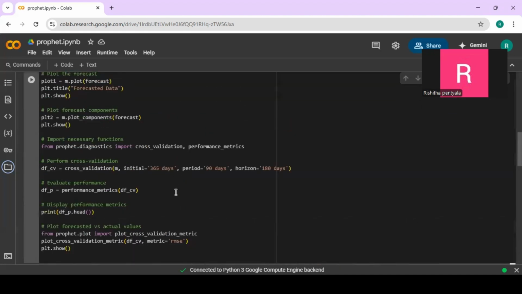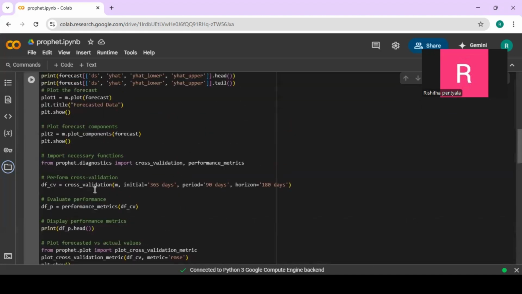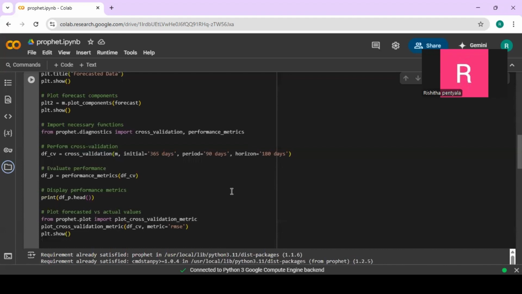Now, moving forward, we can also calculate the cross validation. Here, to calculate the cross validation, I have initialized it to take 365 days of data across the horizon of 180 days, which indicates that I am predicting for the next 180 days. And the period is 90 days, which means that the whole model is retrained every 90 days.